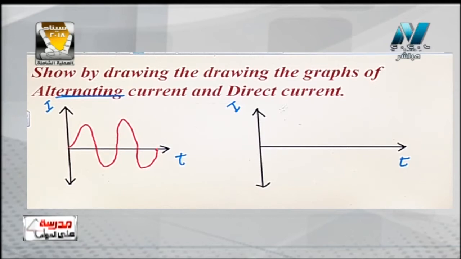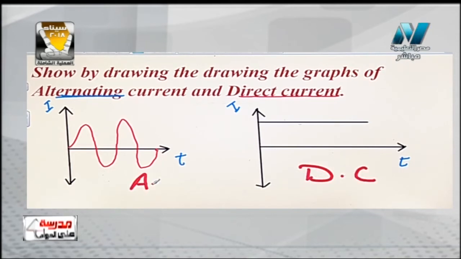But another one, as we talk about the direct current here, it has constant intensity or fixed intensity and direction. So we can represent this graph by using a straight line parallel to the time axis. So here we talk about what? We talk about the direct current. So here we have DC and here we have AC. And we can remember how we represent each one of them as graphs.